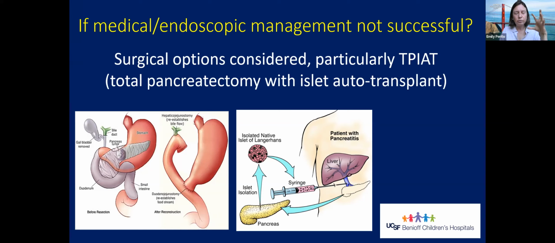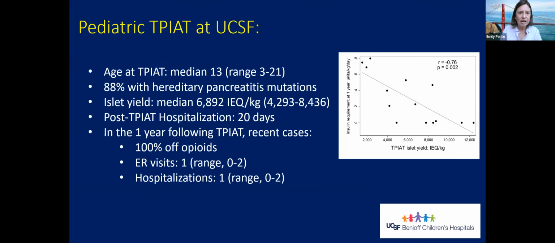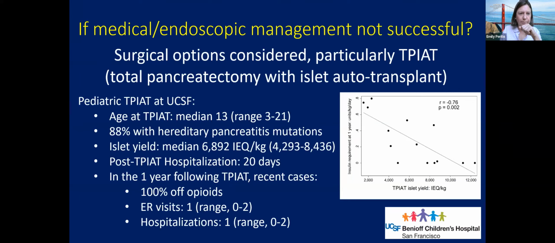And then the pancreas is sent to the lab for us. That's just in another building quite nearby. The islets are isolated and then infused back into the portal vein with the intent of letting them live in the liver. This is a little bit of outcomes from TPIAT at UCSF.